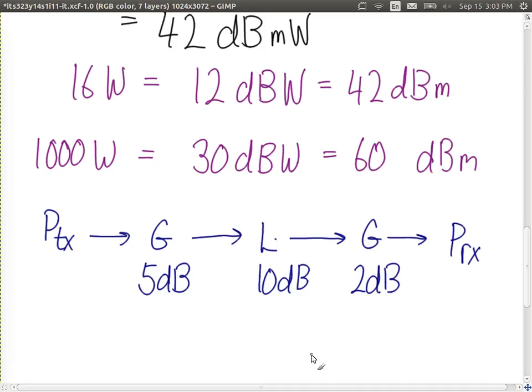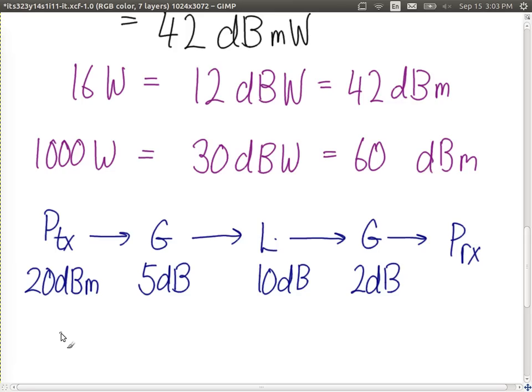Very close to the same example we had last week, I think. You may have it in the picture. I try to remember the numbers. If the gain of the first component is 5 decibels, the loss of the second component is 10 dB, and the gain of the third component is 2 dB, and let's say we do something different, we transmit with a power of 20 dBm. The transmit power is 20 dBm.